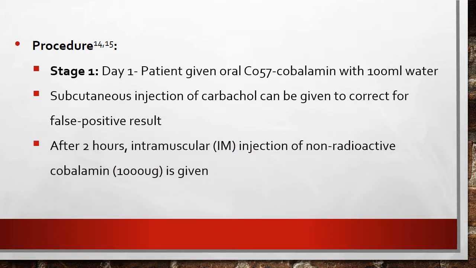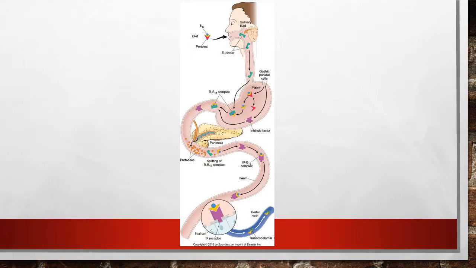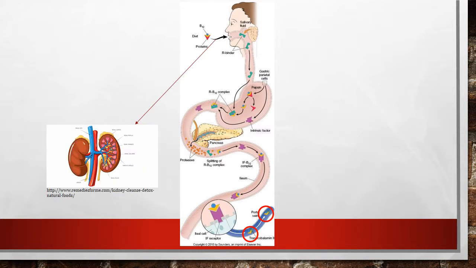After 2 hours of no food and drink, the patient will receive an intramuscular injection of 1,000 micrograms of non-radioactive cobalamin, which will be absorbed faster than the oral dose. The intramuscular cobalamin saturates all of the transcobalamin 2 receptors, so that all of the receptors are used. Therefore, the oral radioactive cobalamin can't bind to the transcobalamin 2 in the bloodstream, but will go to the kidneys to be filtered out into the urine instead. Cobalamin will also be excreted through the feces.